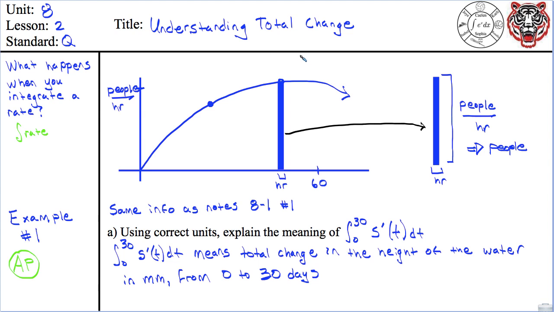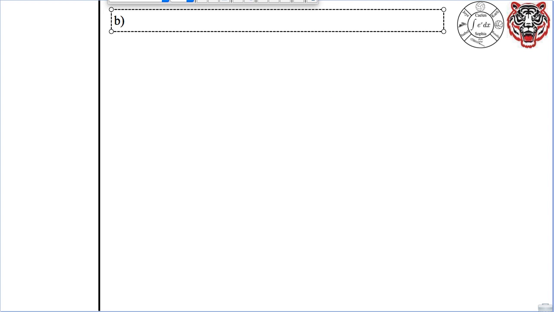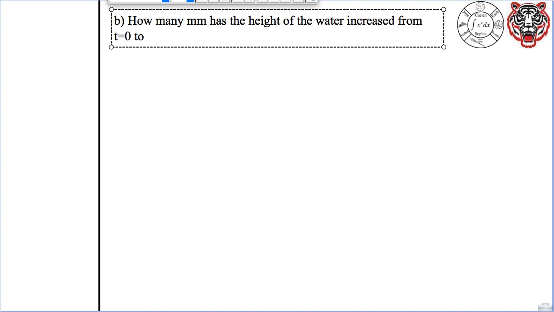All right, let's move on to part B from that same problem. So, part B. How many millimeters has the height of the water increased from time equals 0 to time equals 30?